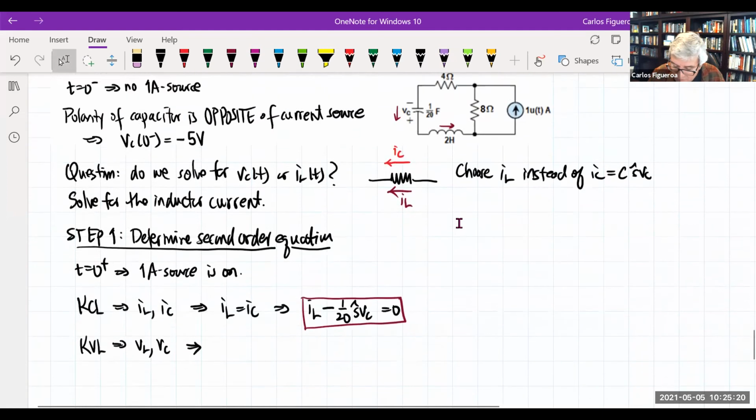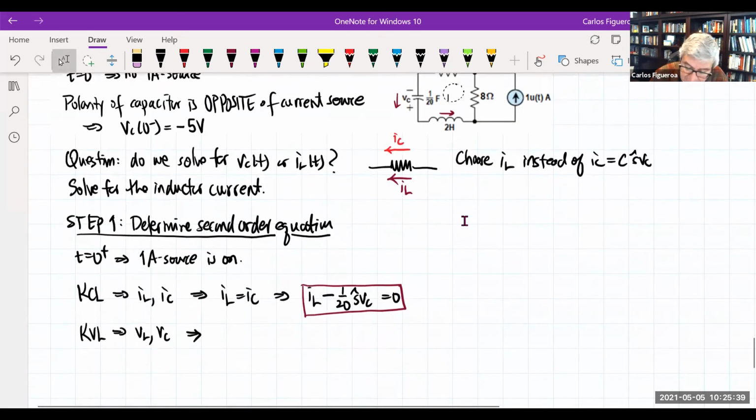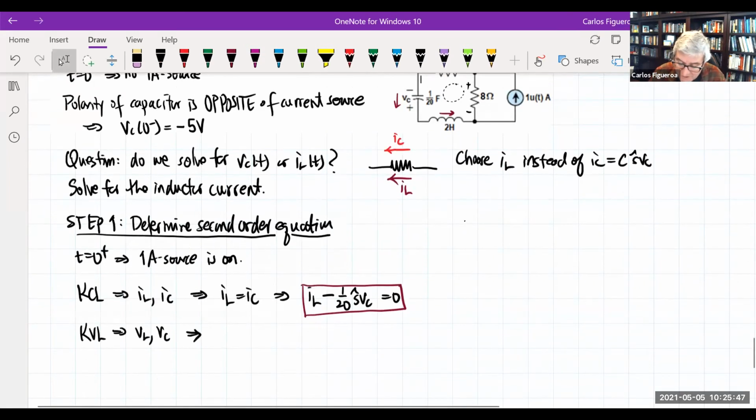So I've got to relate those two voltages. There's only really one loop. Since the 8 ohm and the 1 amp source are in parallel, there's only this loop that I can consider. So if I do that, that means we assume polarities like this across these resistors. And this is the reason why we picked the inductor. So let's go look at that.